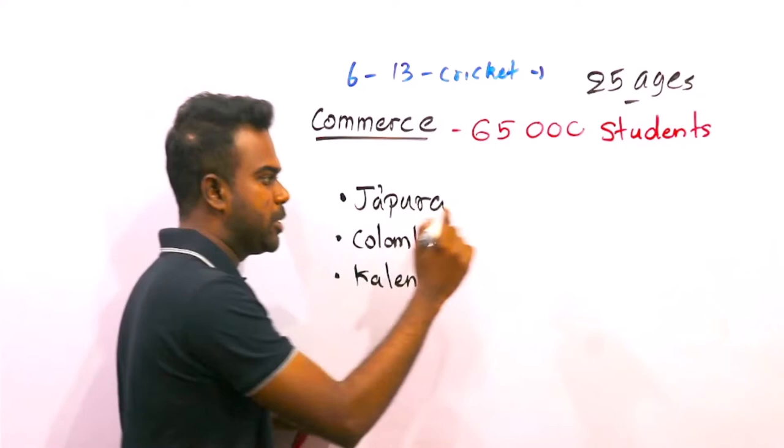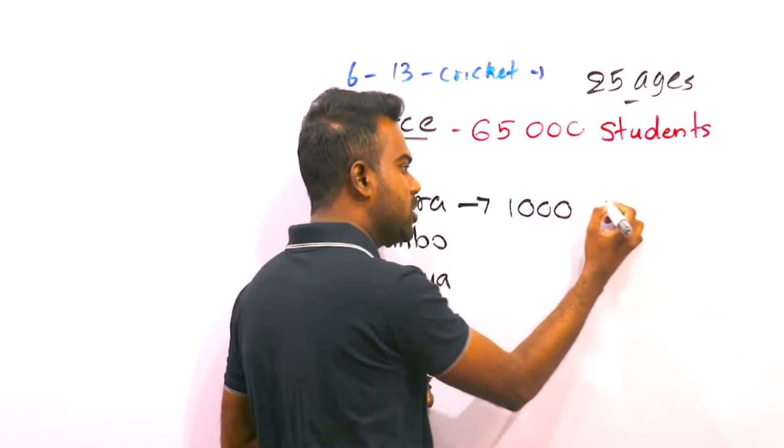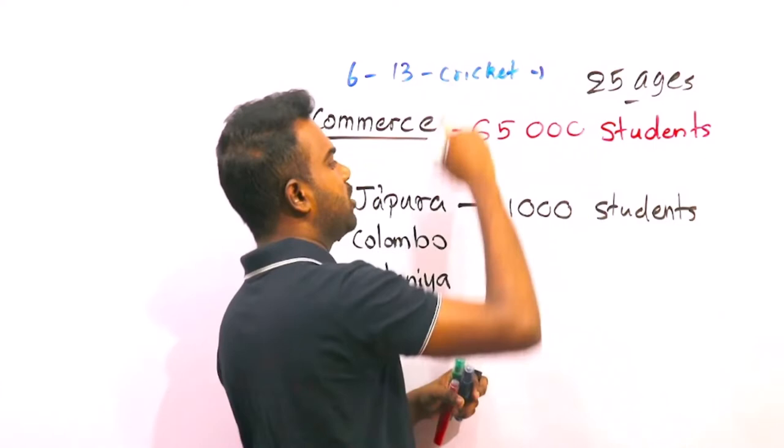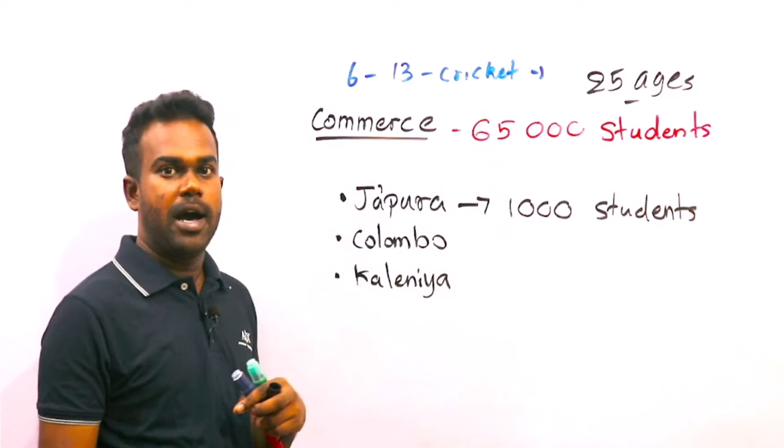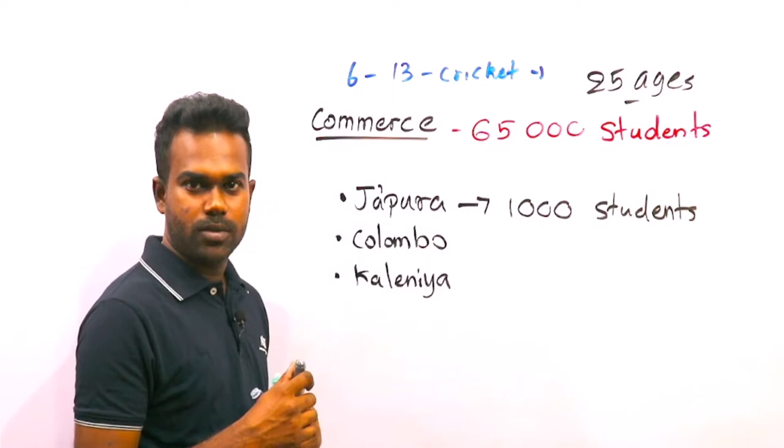All island, they will get only 1000 students out of a total of, how much, 65,000 students. Only 1000 students.